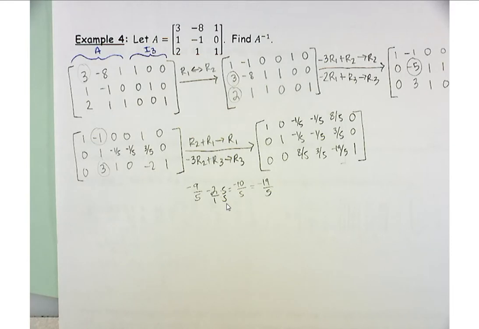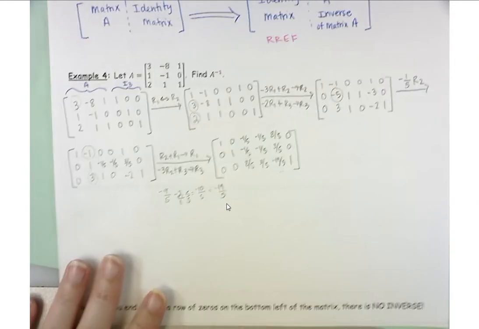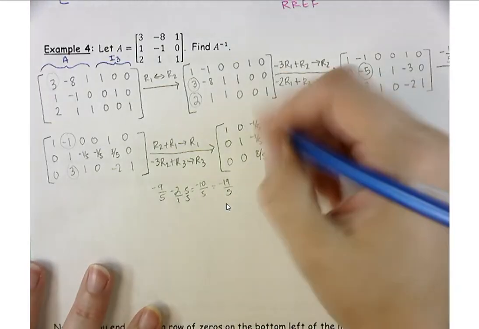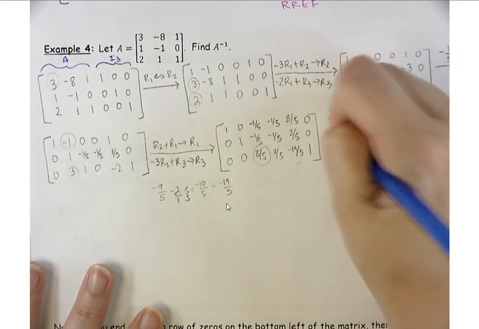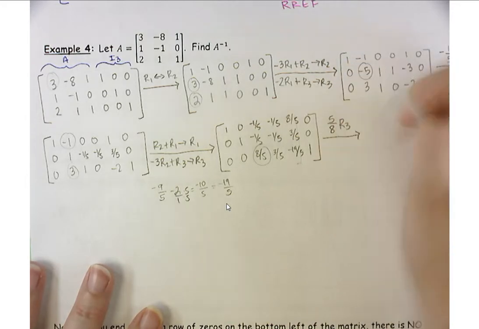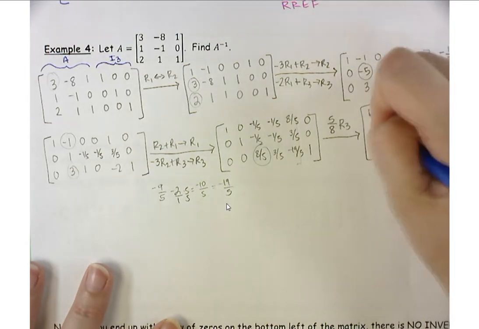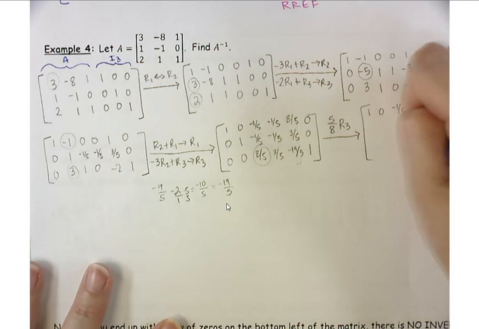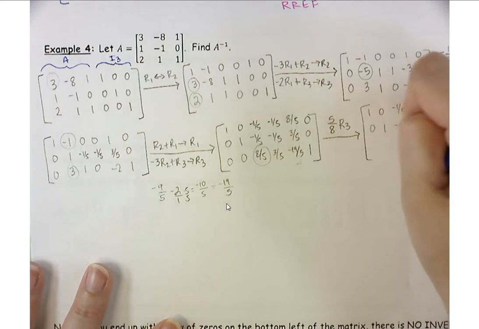Yep. All right, so now I have 1, 0, 0, 0, 1, 0. What do I want to get next? One. Yeah, a leading 1 in the third row. So to do that, what do I have to do? Multiply by the reciprocal, which is 5/8. I'm going to multiply that by row 3, which means my top 2 rows are going to stay the same. So I have 1, 0, negative 1/5, negative 1/5, 8/5, 0, 0, 1, negative 1/5, negative 1/5, 3/5, 0.